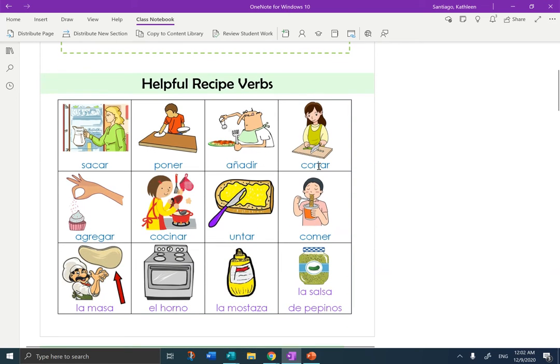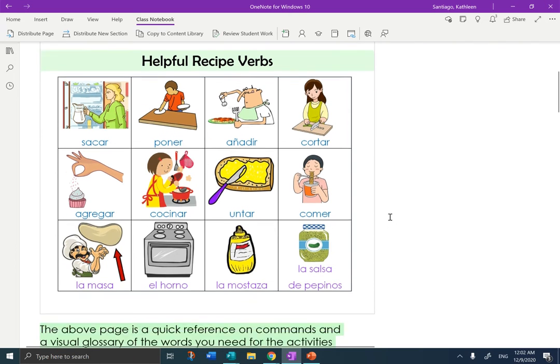I've also included 12 important recipe kind of words and verbs. Sacar, poner, añadir, cortar. Agregar, which is like to sprinkle. Cocinar, untar, comer. Now the last row are kind of things that you need. La masa, el horno, la mostaza, and la salsa de pepinos.